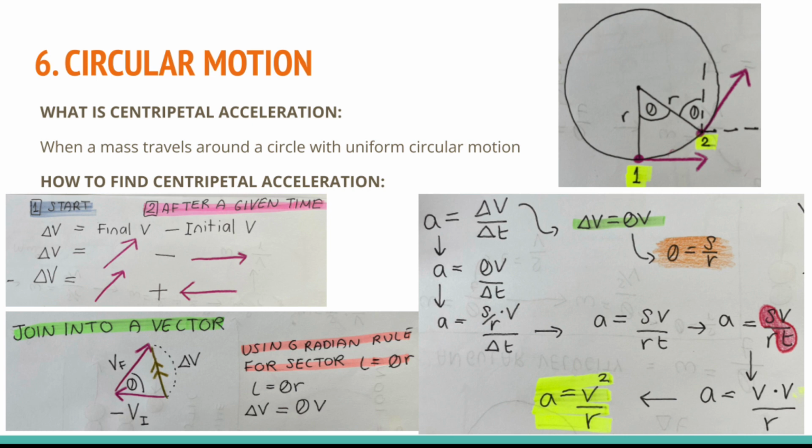As well as this, we know that theta equals circumference divided by r, which is radius. And so we sub this back into the acceleration equation, meaning we have acceleration equals circumference multiplied by the velocity, divided by radius multiplied by the time. Circumference is another way to say displacement, for example of the particle, and displacement divided by time is basically velocity. And so we have acceleration equals velocity multiplied by velocity divided by radius. So we have our final centripetal acceleration formula, which is acceleration equals velocity squared divided by radius.